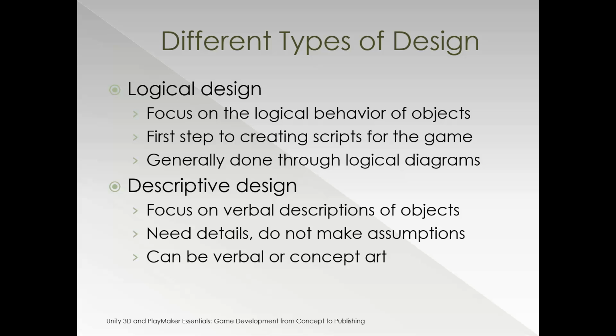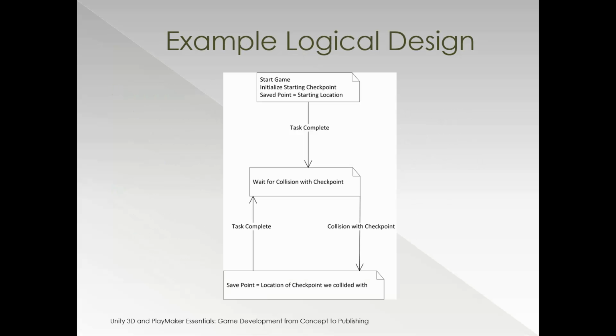This is going to show you the actual steps you want to go through to create whatever behavior it is you're looking for in your game. So this next slide here shows you a very simple example of something that would be a logical design. Notice it gives you the actual steps. Start here, initialize my starting checkpoint. Once those are done, move on to this next step, wait for a collision at a checkpoint, go down here to your last part, collision with a checkpoint gives you a save. So what it's doing here is talking about how to create a checkpoint system.